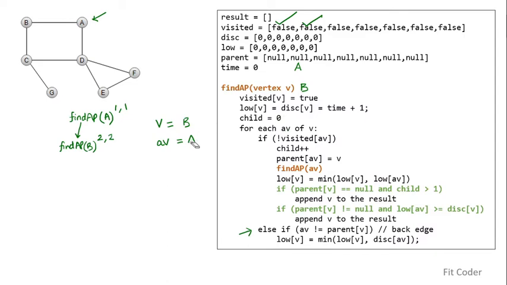So now AV is C. Since C is not visited, we come in the if condition. We increment the child. We set parent of AV equal to V. So parent of C will be set as B. And then we again do a recursive function call for C. So V is now C. We mark C as visited and we set low and discovery time to time plus 1. So it would be 3, 3.